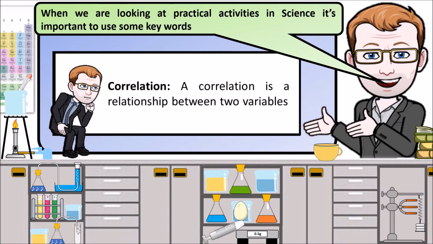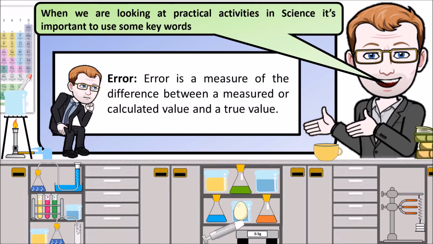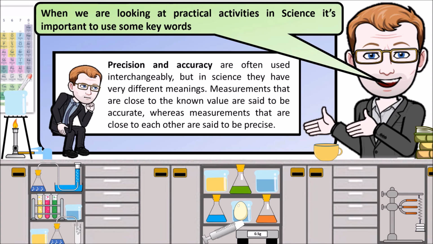A correlation is the relationship between two variables. An error is a measure of the difference between the measured or calculated value and the true value. And precision and accuracy are often used interchangeably, but in science they have different meanings. Measurements that are close to the known value are said to be accurate, whereas measurements that are close to each other are said to be precise.